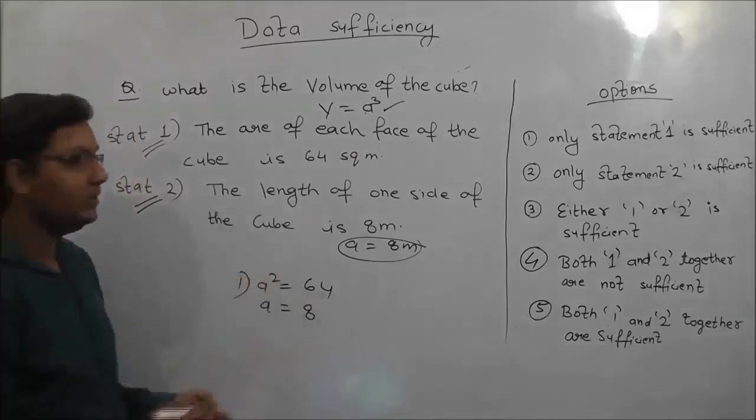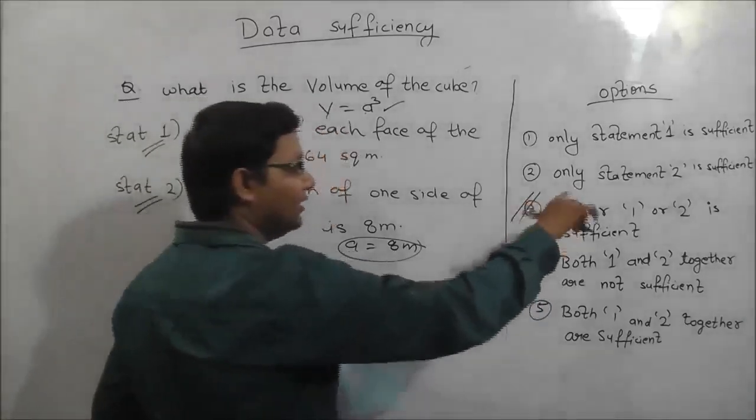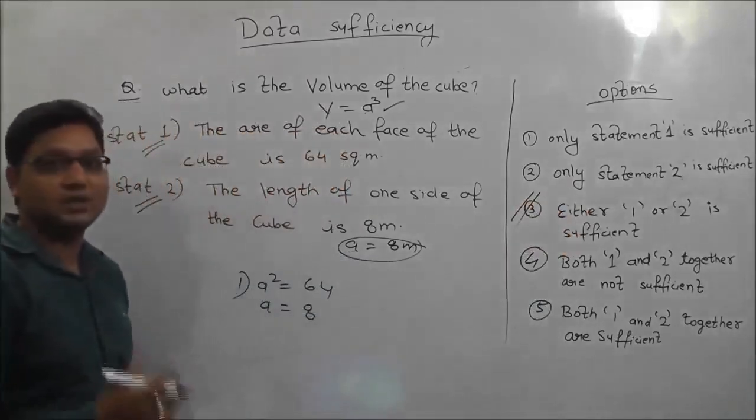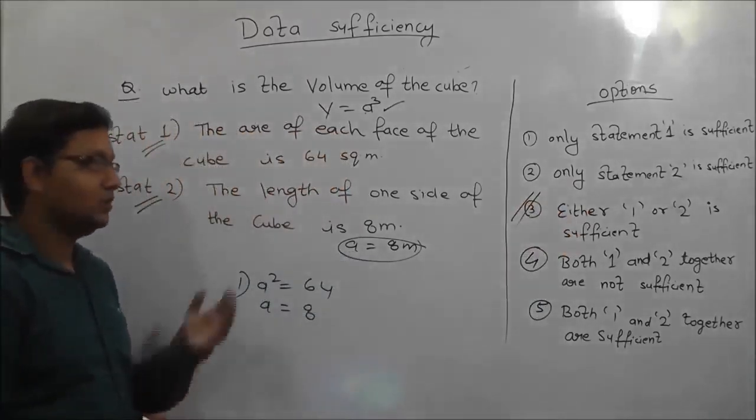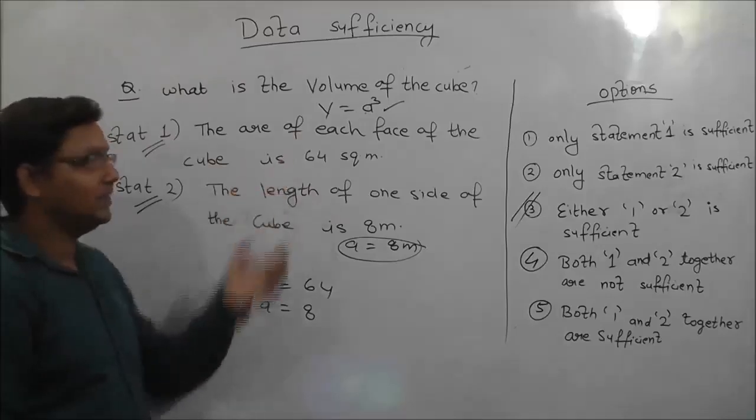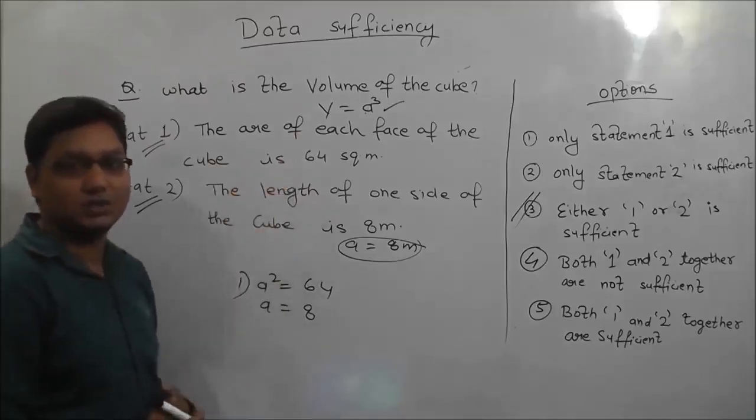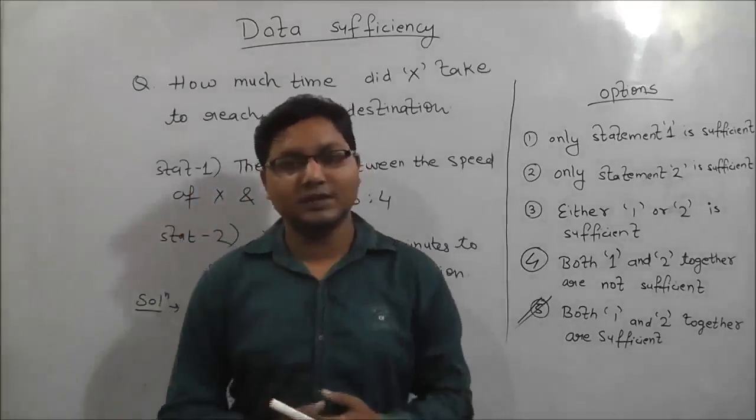So both of them alone can give the answer. So the answer will be our third option, that is, either 1 or 2 is sufficient to give the answer. Okay. So in this way we have to approach the data sufficiency questions. So let's see our next question.